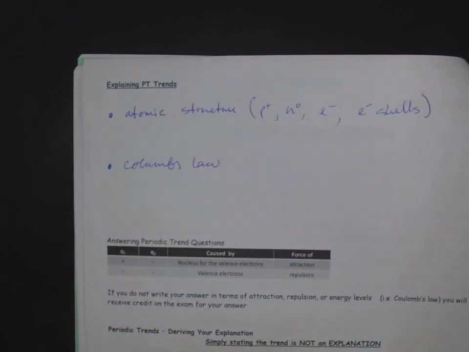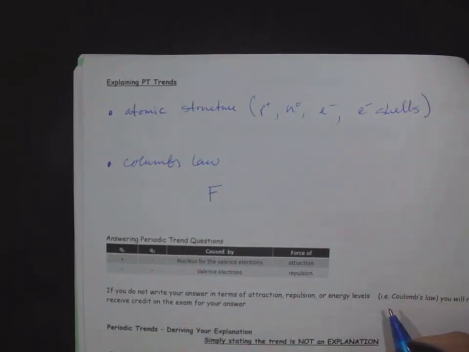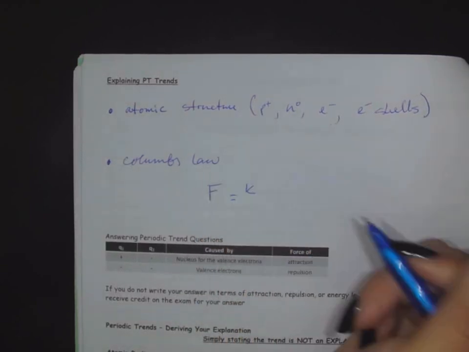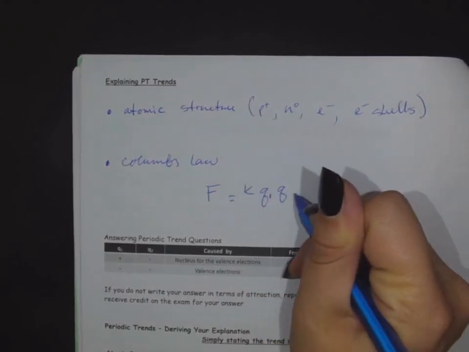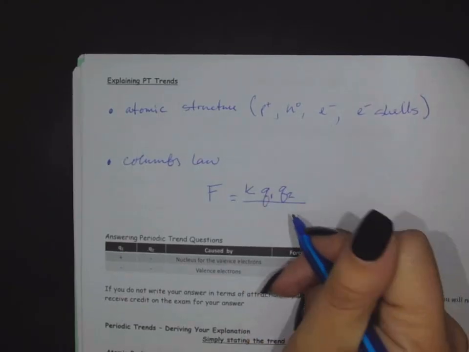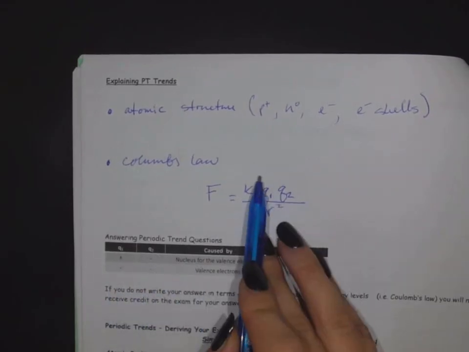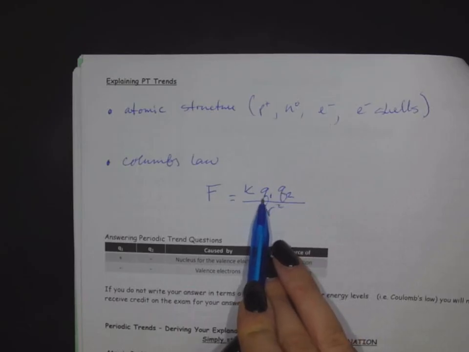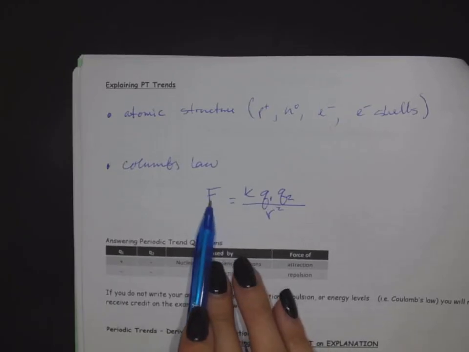Reminder about what Coulomb's law is. Coulomb's law tells us that the force of attraction or repulsion between 2 charged things is equal to a constant, we're not worried about the constant, times the charge of one of the things times the charge of the other thing, divided by the distance between those charged things squared. So if we have a positive and a negative, like the positive nucleus and the negative electron, the greater the charge of that nucleus, the greater the attraction to the electron.